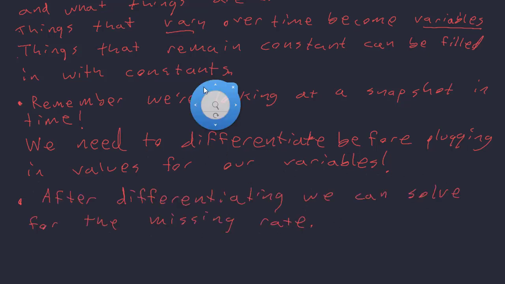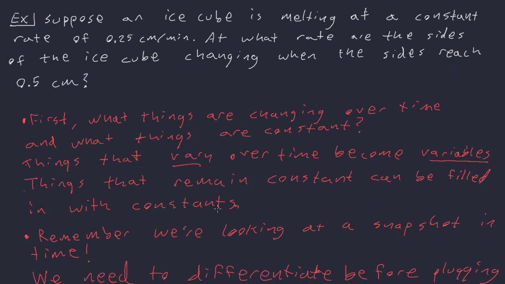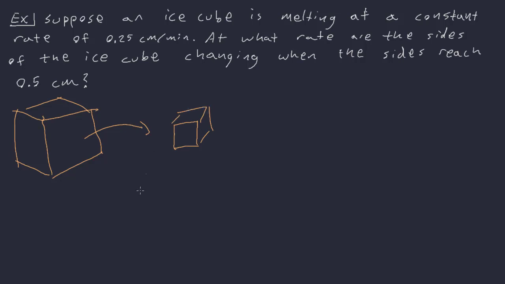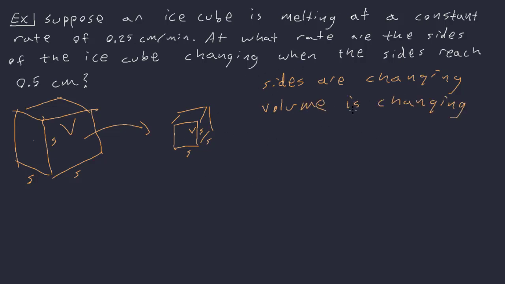Let me explain what's going on with this example. When I say we need to determine what's changing and what's remaining constant, what we have is an ice cube, which I'm going to attempt to draw here. Over time, it's melting, so it's getting smaller. The nice thing about a cube is all the sides are the same. The sides are changing, as is the volume. The volume is everything going on inside, but it's also changing. So these are going to be our variables.